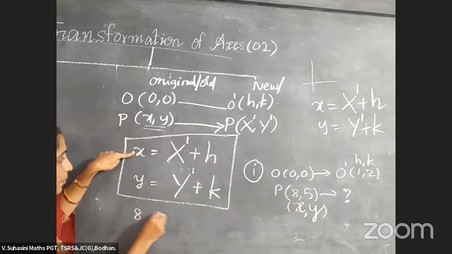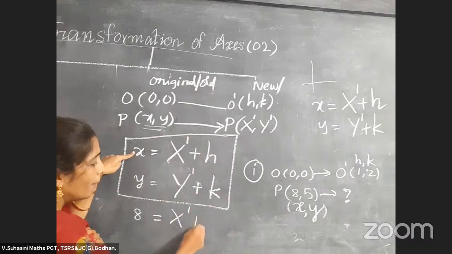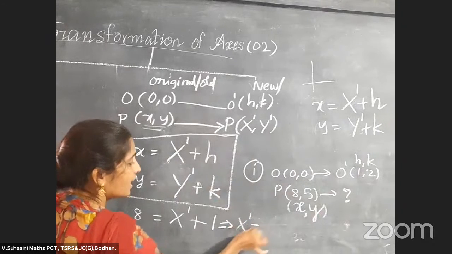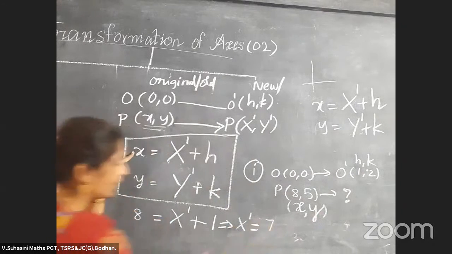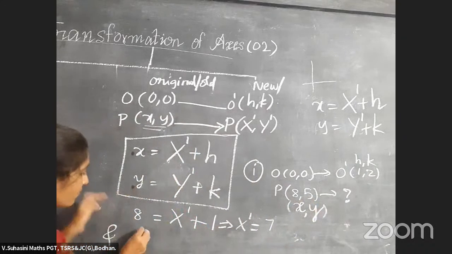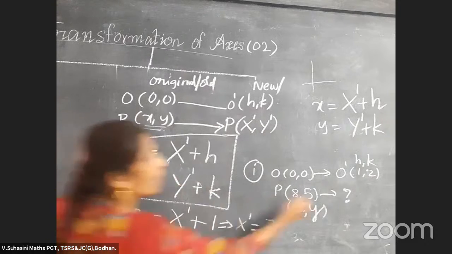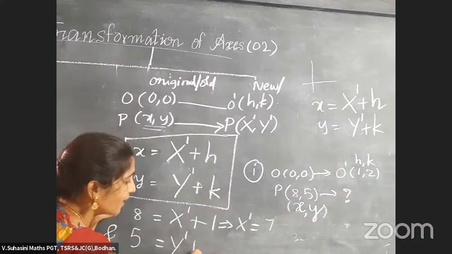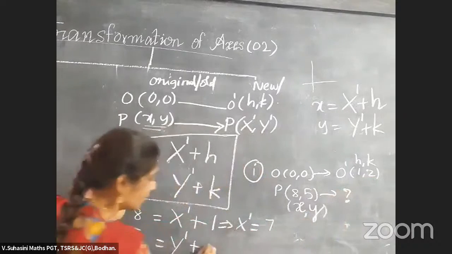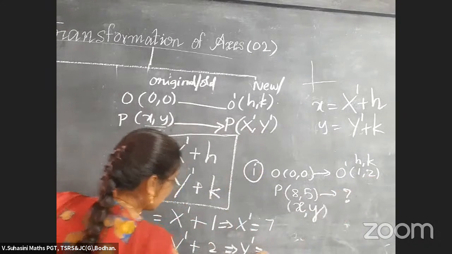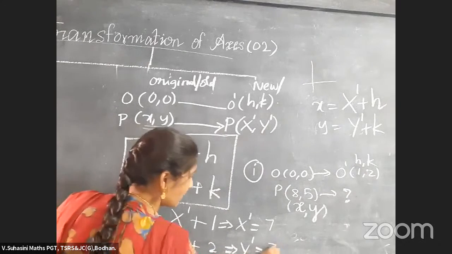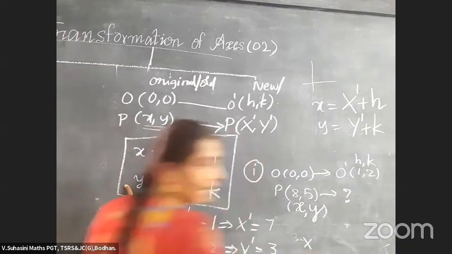What is small x now? It is equal to x dash plus h, which is 1. Which gives us x dash is equal to 8 minus 1, that is 7. And small y is 5, equal to y dash plus k. How much is y dash? I don't know yet, because I need to find the coordinates of P in the transformed system. k is the shifted origin's y coordinate. Therefore, y dash is equal to 5 minus 2, transferring 2 to the other side. So, x dash, comma, y dash.